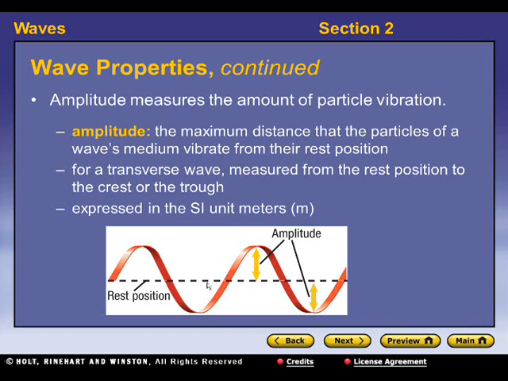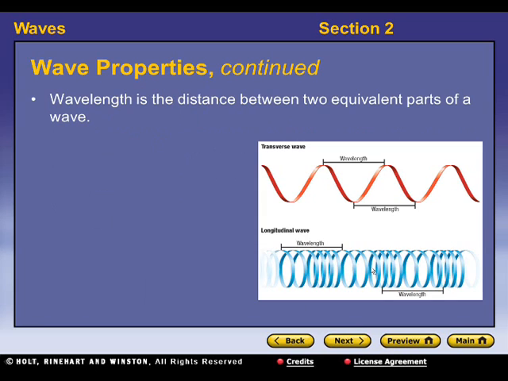And as you can see here, there's a rest position, this dotted line through there. And you have the amplitude. Here it's the distance between the rest position and the crest. And in the other one here, it's the rest position to the trough.